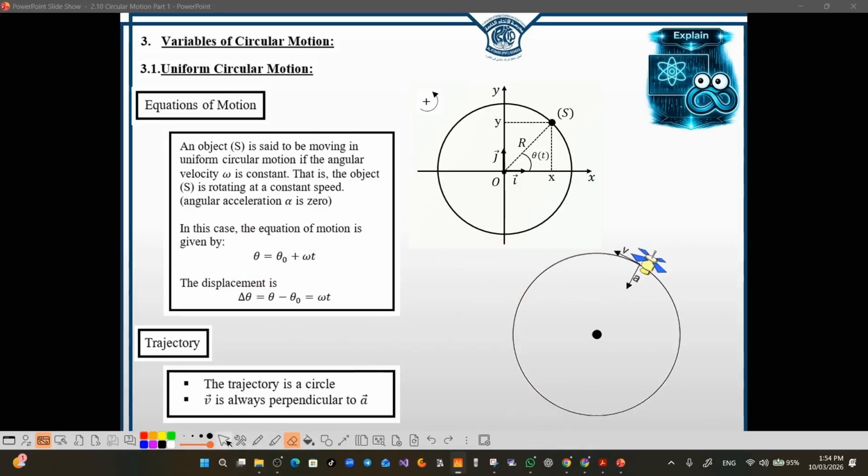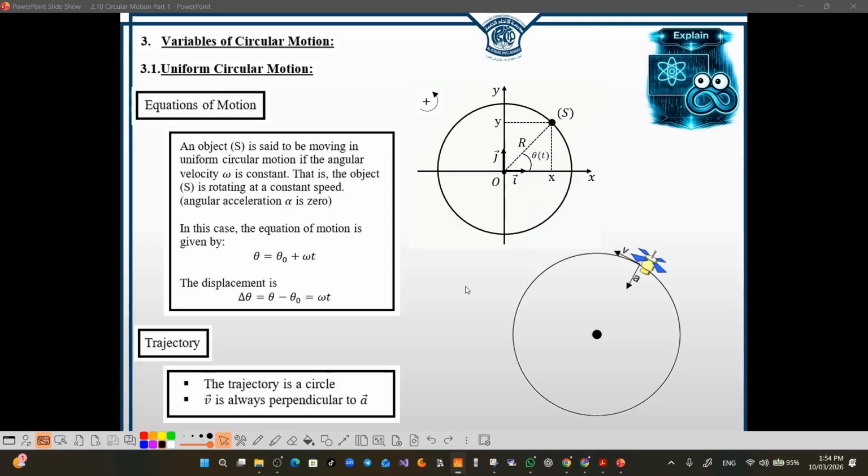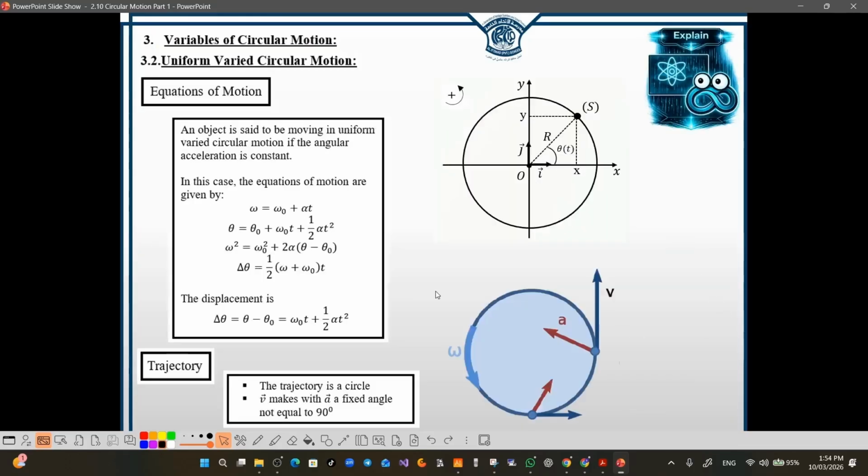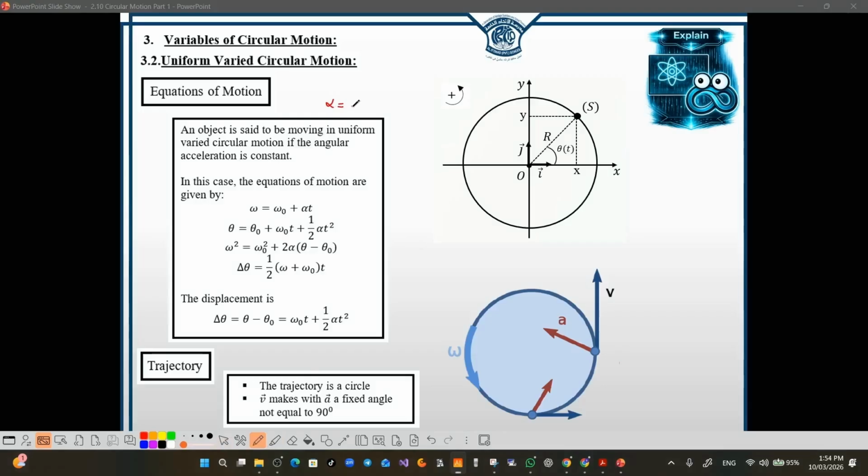What if we have non-uniform circular motion, or let's say uniform varied circular motion? For uniform varied circular motion, the equations of motion are: omega is equal to omega 0 plus alpha t. And here alpha, the angular acceleration, is constant. Omega is equal to omega 0 plus alpha t.